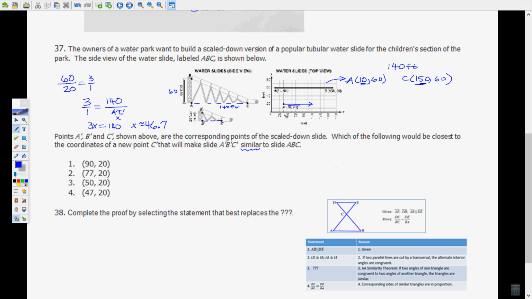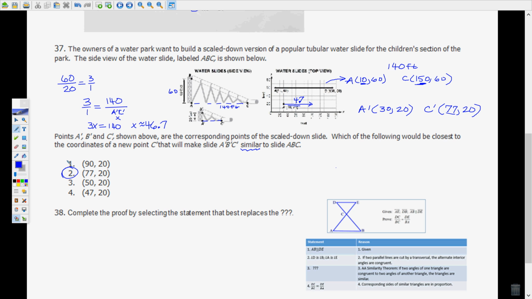And so the length of this A prime, C prime is going to be 46.7. We can just round that up to 47 because we're dealing in whole numbers down here in the answer. And this one starts at 30,20. Our A prime is at 30,20. And so our C prime, our 20 stays the same, would be at, adding 47 to our 30, that would give us 77. So our C prime would be at 77,20.